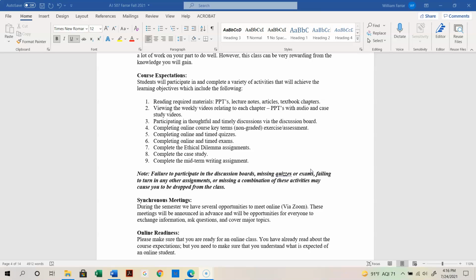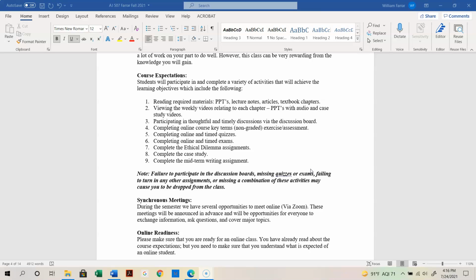It's broken down per chapter, and it's in each one of the chapter modules to help you learn some of the terminology. Number 5, complete the online and timed quizzes. Number 6, complete the online and timed exams. Number 7, complete what we call the ethical dilemma assignments. These are really short little assignments that throw out an ethical dilemma and ask you for your opinion on what you might do. It's actually kind of fun.